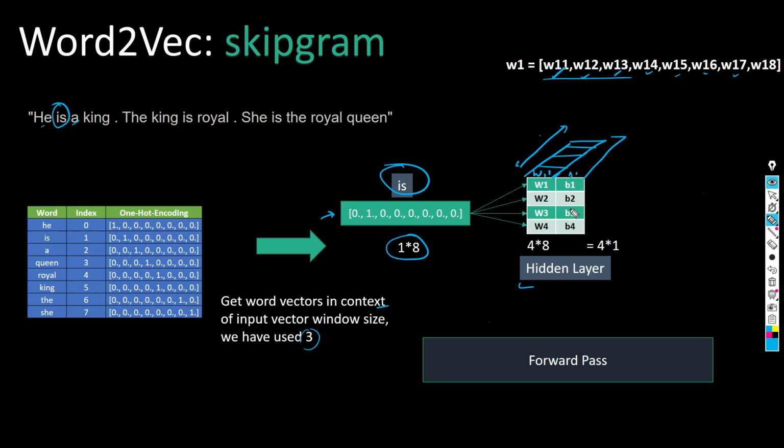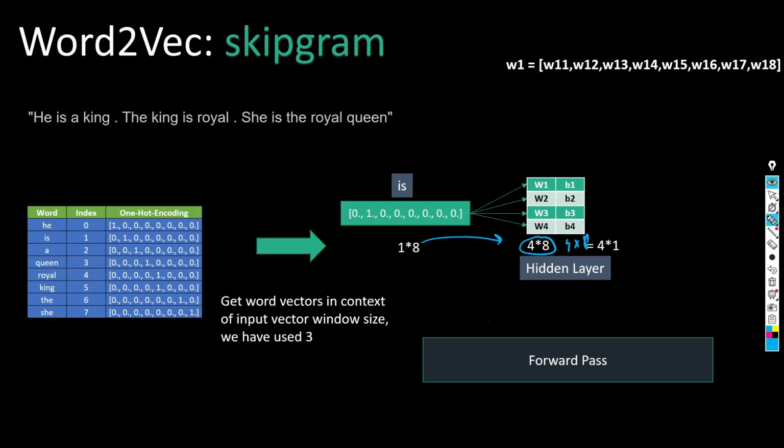So let's check the dimensionality part. We have 4 cross 8 for this W vector, and this B vector is again 4 cross 8. Now we have to multiply this with the input vector. If you want to multiply this with the input vector, the dimensions should match. So 1 cross 8 you cannot multiply directly with 4 cross 8. Hence you have to take the transpose of this matrix. So the transpose of 4 cross 8 will be 8 cross 4. Now this can easily be multiplied and you will get a 1 cross 4 matrix output from this, or a 4 cross 1 matrix.